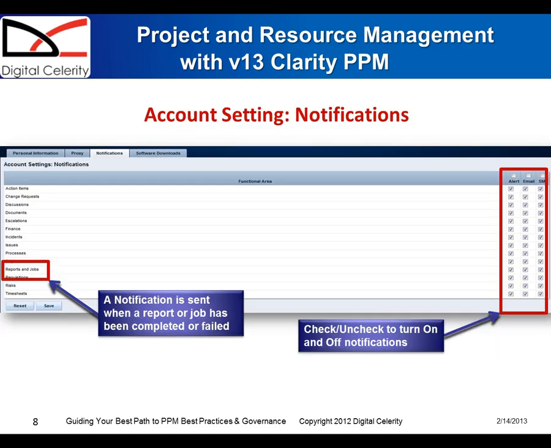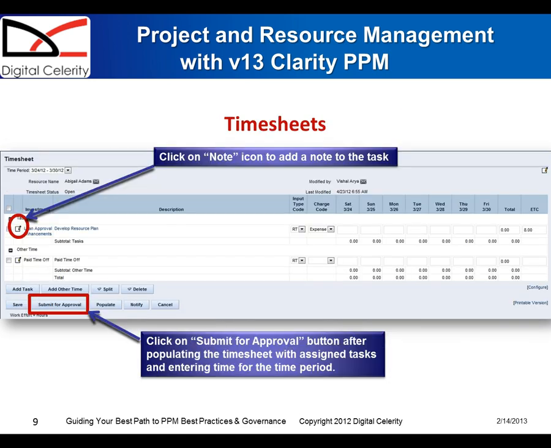Account settings. This is where you can actually define the notifications, which items you want to get notified for. A notification is sent when a report or job has been completed in the example we have here. You can check or uncheck to turn on or off specific notifications.